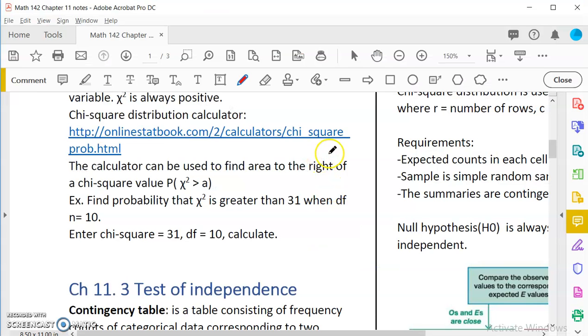This particular probability is always greater than. In a chi-square test, we always use greater than. You only do greater than: chi-square greater than that number. So, let's do an example. I want to find the probability that chi-square is greater than 31 when the degree of freedom is 10.